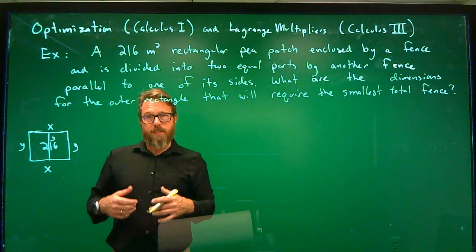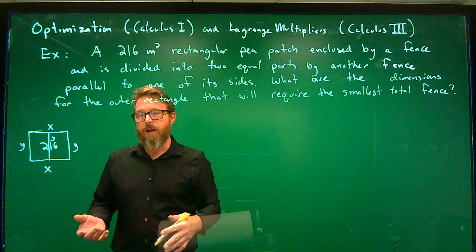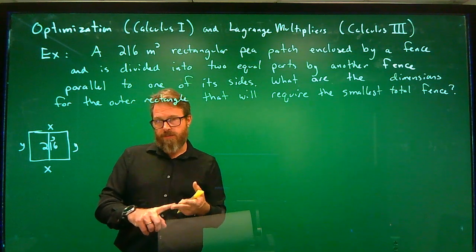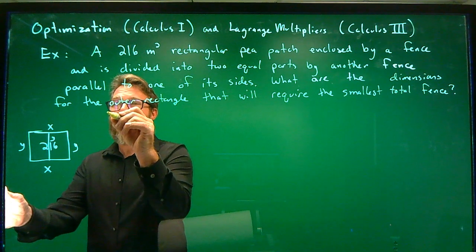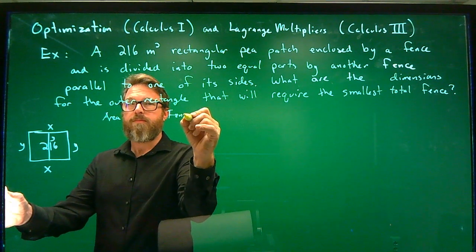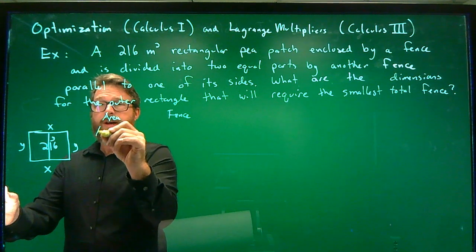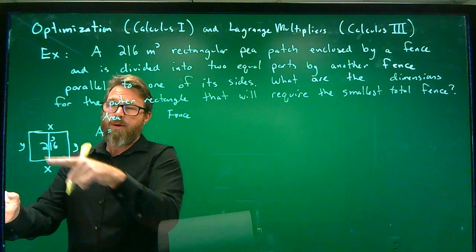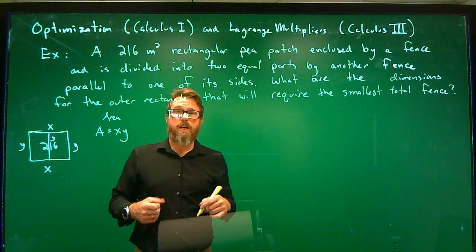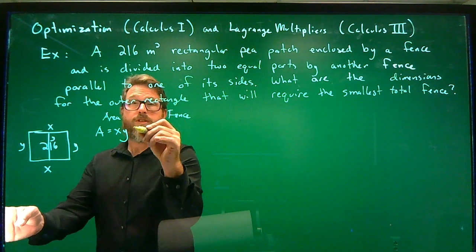So basically, this sets up a system of equations. What I know is the area of this thing, and I want to minimize its fence. So let's set up the two equations: an area equation and a fence equation. Your area, the outer area, is going to be x times y. So this is x times y, and it's constrained to a value of 216.